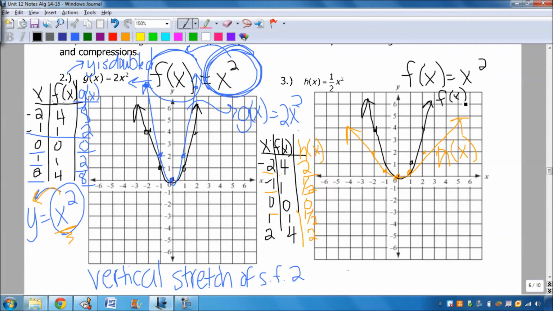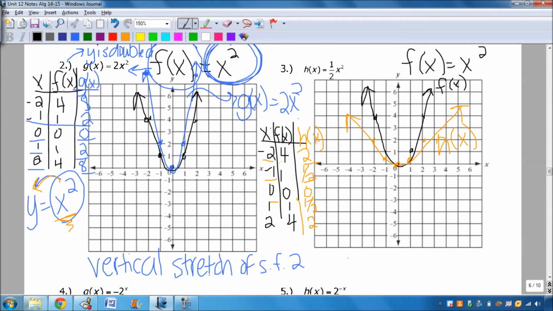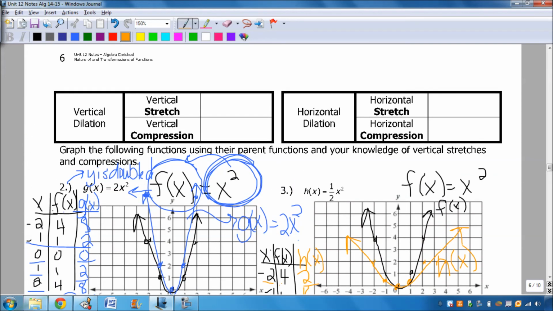All right, so remember when we talked about this last unit, we would say that the graph would become wider, but we don't really want to say wider anymore now that we know the proper vocabulary. What we'll really say is that it's not a stretch, it's actually compressed, so it's pushed down. So it's a vertical compression of scale factor 1/2.